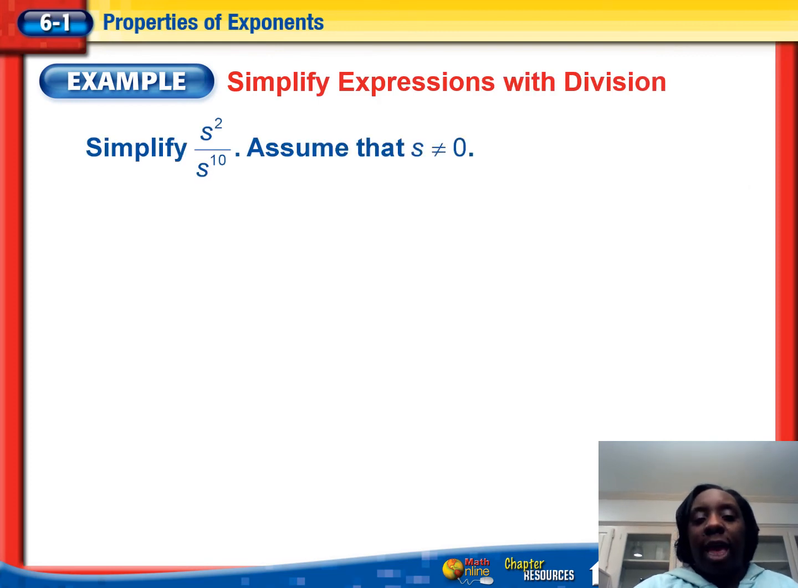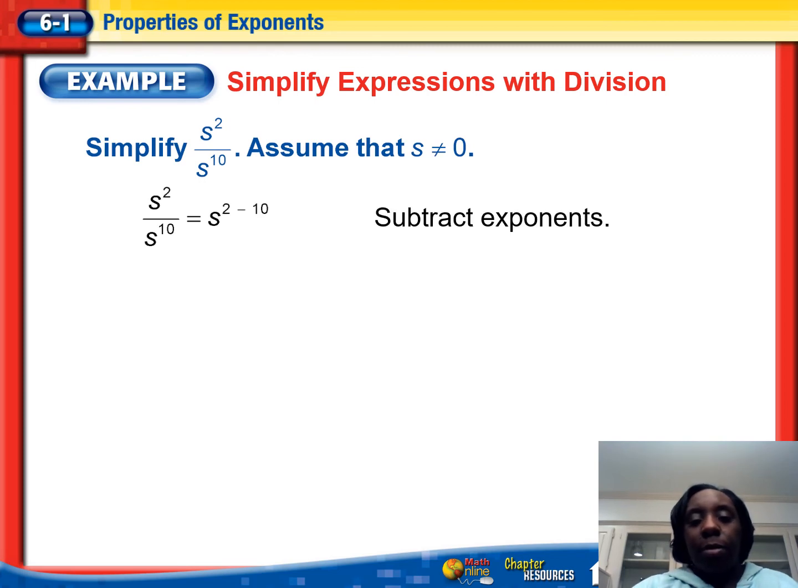So we have s to the 2nd over s to the 10. Easily from what we just learned, we know it's s to the 8th. Where should it be? In the numerator, or should it be in the denominator? I hope you would say denominator because there's more s's in the denominator.